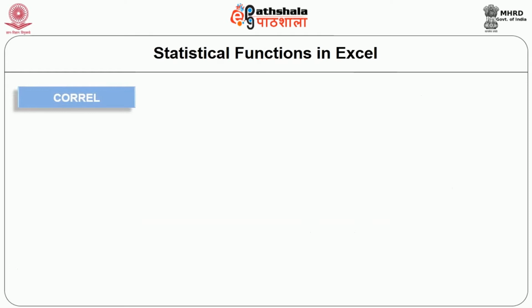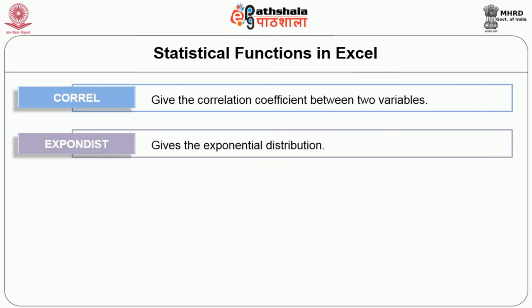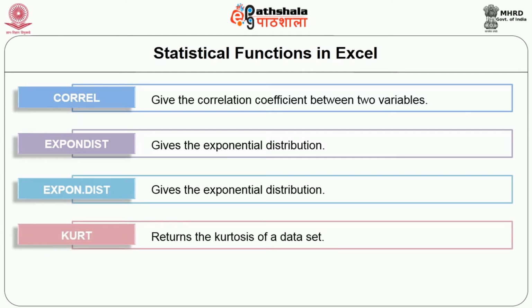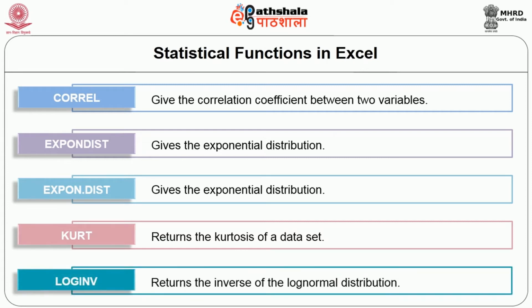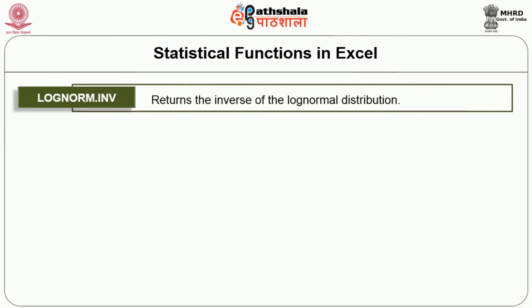Then CORREL will give the correlation coefficient between the two variables. And then EXPON.DIST will give the exponential distribution. KURT will give the kurtosis of a data set. LOGINV will give the inverse of the logarithmic distribution. LOGNORM.INV will give the inverse of the log normal distribution.